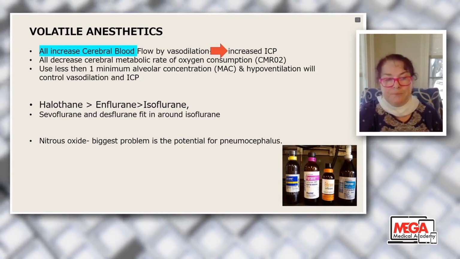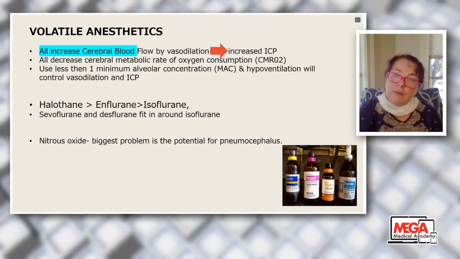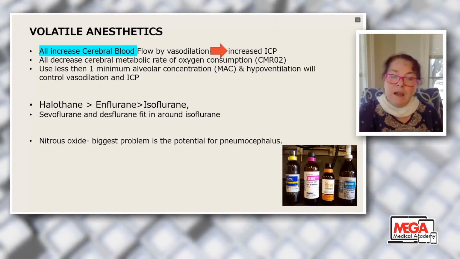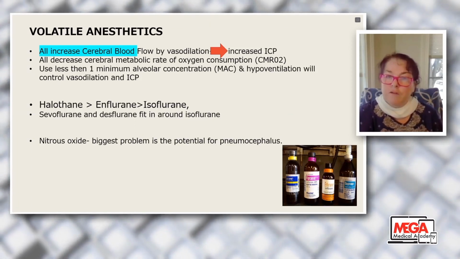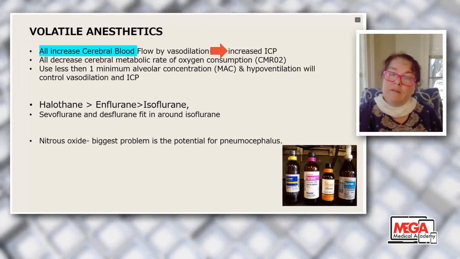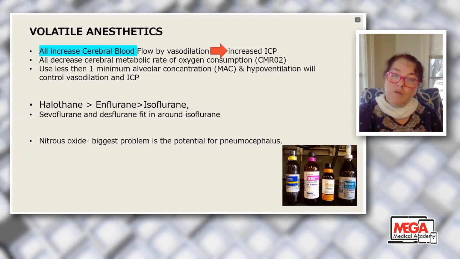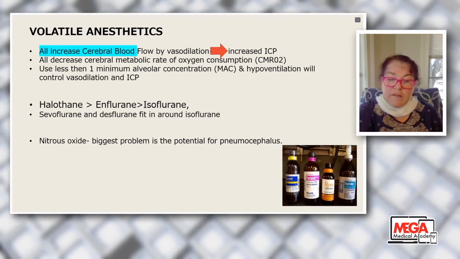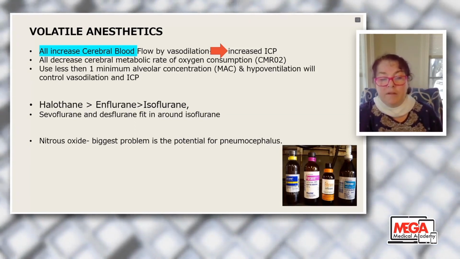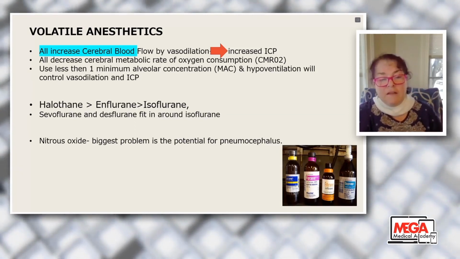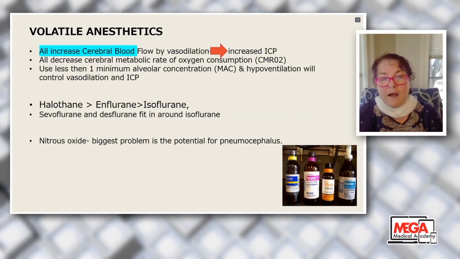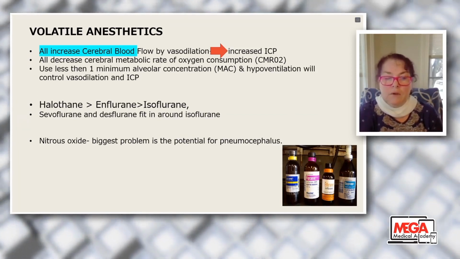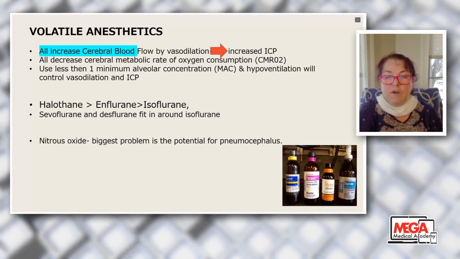So that's how you mitigate the fact that it increases vasodilation, but at the same time lowers metabolic oxygen consumption. The worst of these is halothane. I actually haven't seen halothane, but I don't know if it's used in other parts of the world. Halothane is the worst as far as increasing cerebral blood flow and vasodilation. Enflurane is in the middle. Isoflurane is the best of all three of those. And then sevoflurane and desflurane fit in around about the same as isoflurane as far as increasing cerebral blood flow.